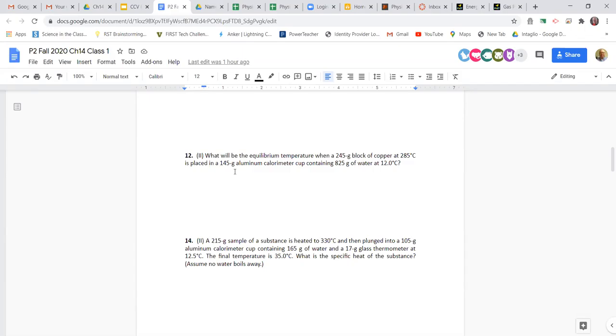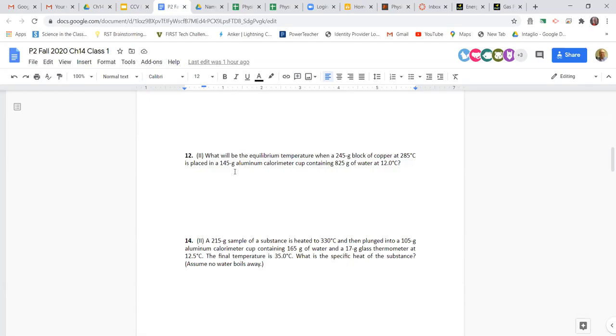Okay, good. And then I'm not going to worry about this calorimeter cup. Well, anyway, should we eat? No, let's scratch that, because it's just going to take a little bit too long.